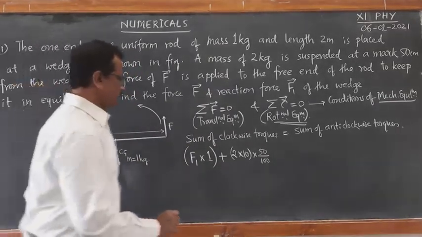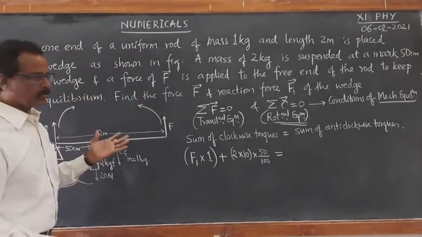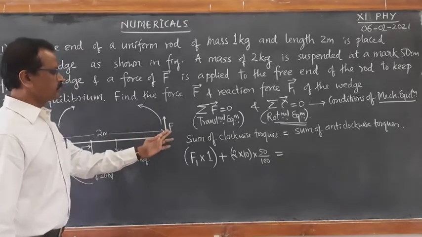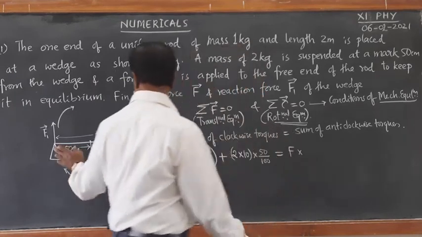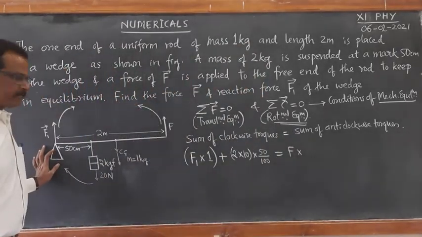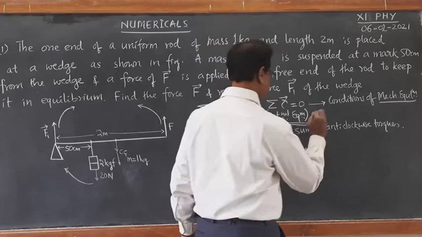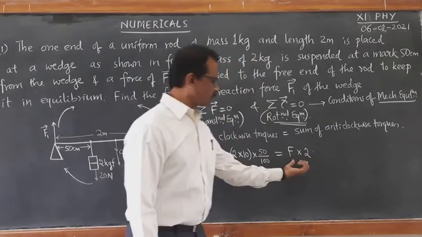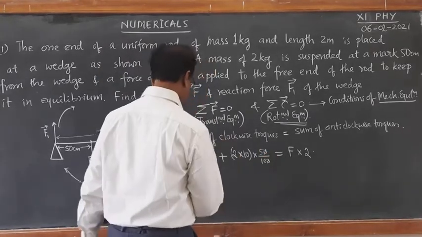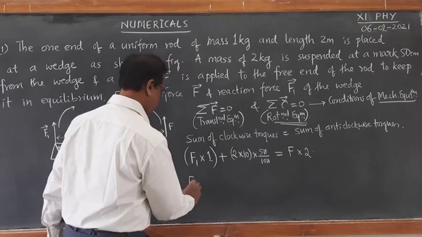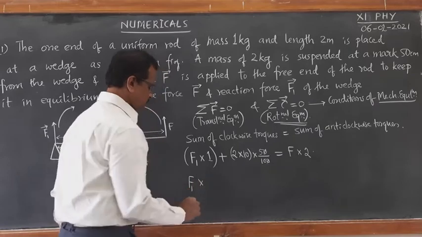So this becomes the sum of the clockwise torques, which should be equal to the sum of the anti-clockwise torques. There is only one anti-clockwise torque which is balancing this, that is due to force. So this force is acting about this wedge. Therefore, we have to take the perpendicular distance to be 2 meter. F into 2, this is anti-clockwise, this is sum of clockwise. So thus, if we cancel this, we get F1 into, so we will just verify.